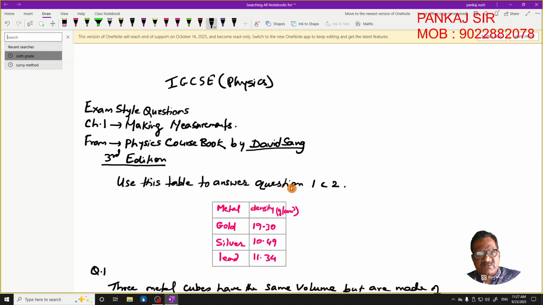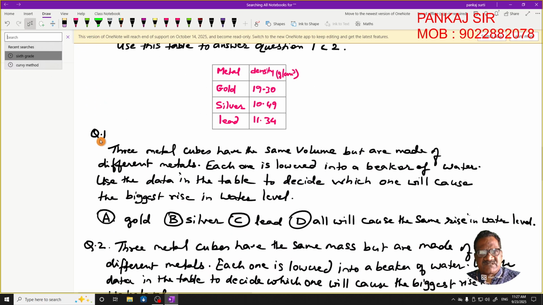Use this table to answer question number 1 and 2. So there's this table given to you, and you can see the table says there are metals, gold, silver and lead, and the density in gram per centimeter cube is given as 19.30, 10.49 and 11.34. Okay, so let us get started. Question number 1.